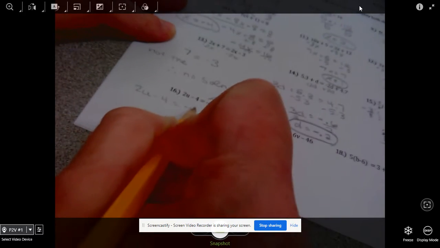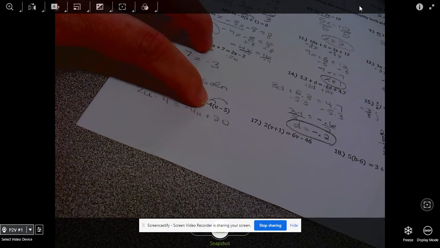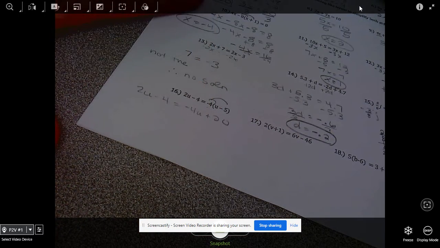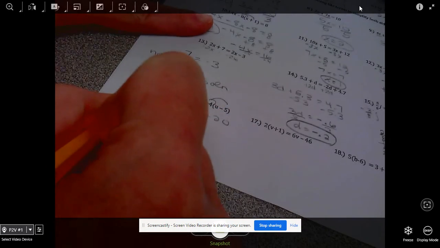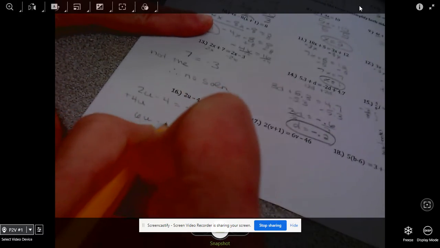Next line, we've got to simplify before we solve. So it's going to be 2u minus 4 equals negative 4u plus, be careful, a negative times a negative is a positive. We're going to add 4u to both sides because we want the variables on the left.